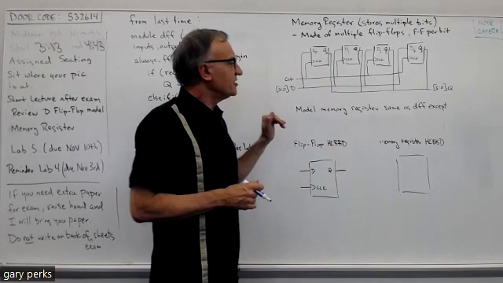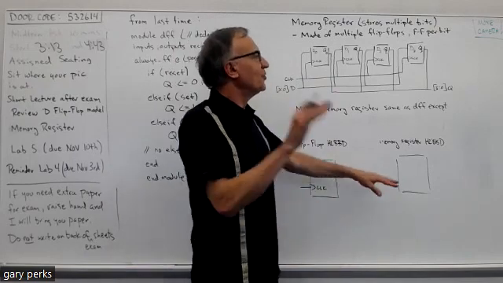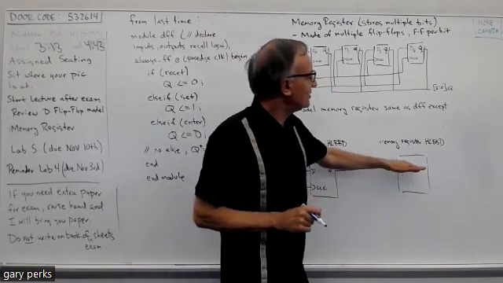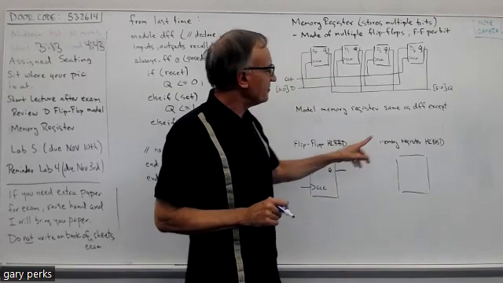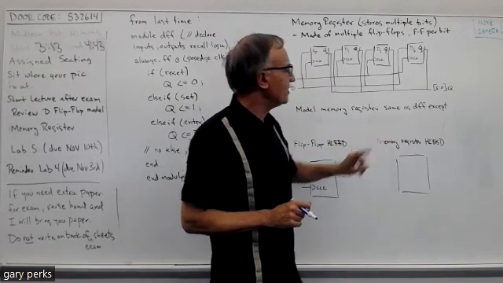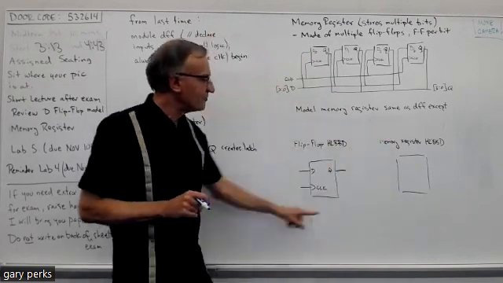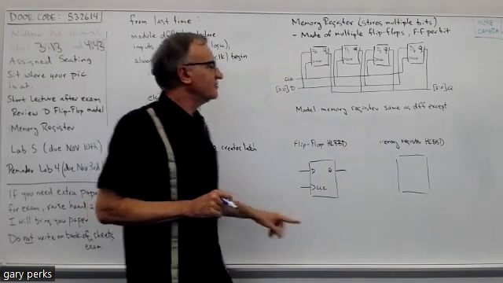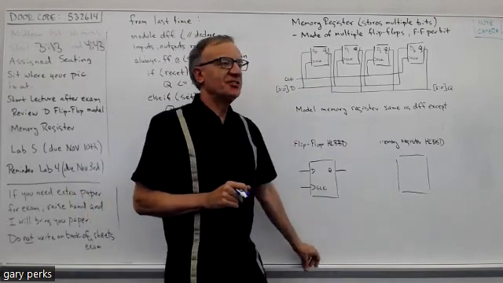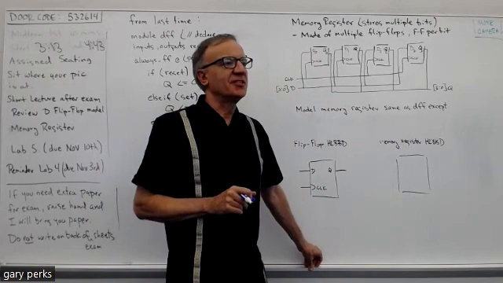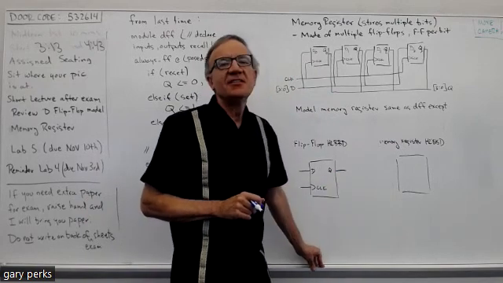Okay, so any questions up to this point? Well, actually, before you have any questions, you should be able to tell me now what the high-level black box diagram of the memory register looks like. This is how the flip-flop looks, right? How would the memory register high-level black box diagram look? How would it compare to the flip-flop?